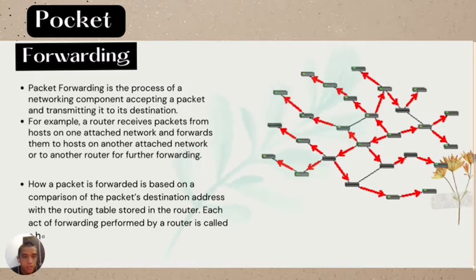For example, a router receives packets from hosts on one attached network and forwards them to hosts on another attached network or to another router for further forwarding. How a packet is forwarded is based on a comparison of the packet's destination address with the routing table stored in the router. Each act of forwarding by a router is called a hop across the network.